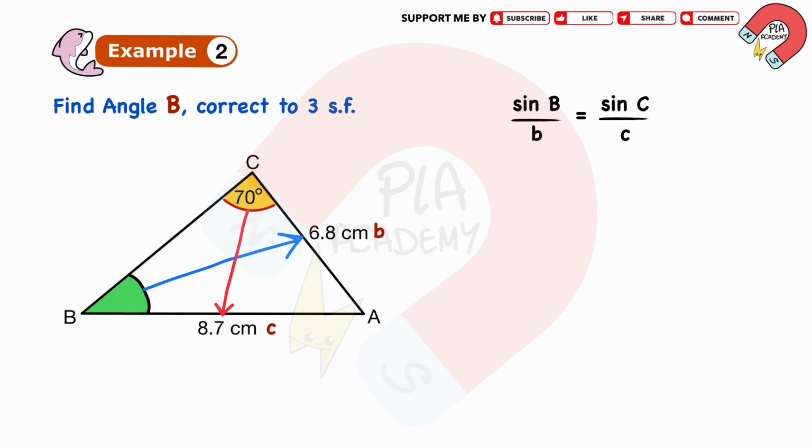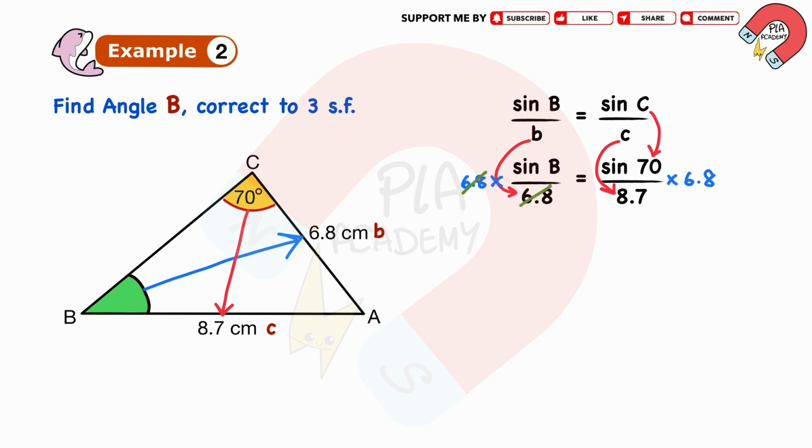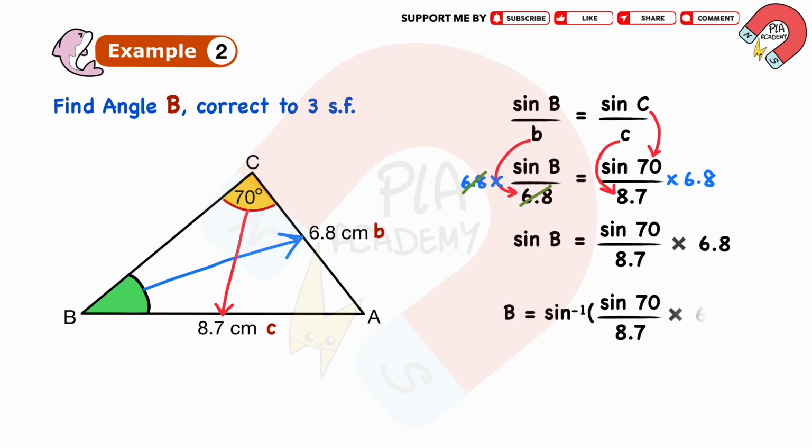Now let's substitute our values: 6.8 centimeters for side b, 70 degrees for angle C, and 8.7 centimeters for side c. Multiply both sides by 6.8, so sine B equals sine 70 over 8.7 times 6.8. To find the actual angle B, we must use the inverse sine function. So B equals sine to the power of negative 1 of sine 70 over 8.7 times 6.8. Using a calculator, we get angle B equals 47.3 degrees to 3 significant figures.